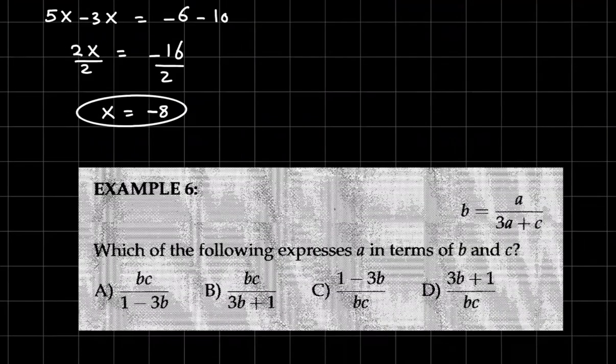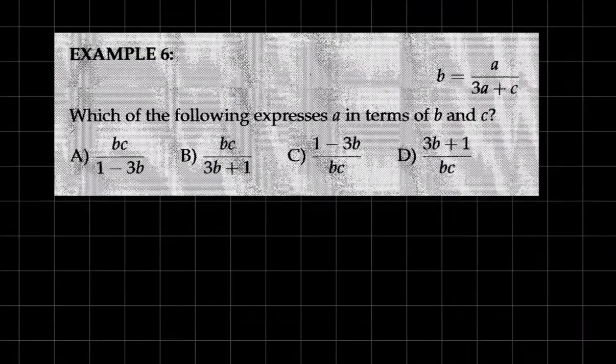Let's see example number 6. In example number 6, b equals a over 3a plus c. Which of the following expresses a in terms of b and c? So guys, pause the video and try to get it by yourself.